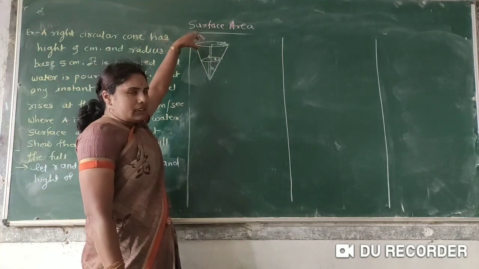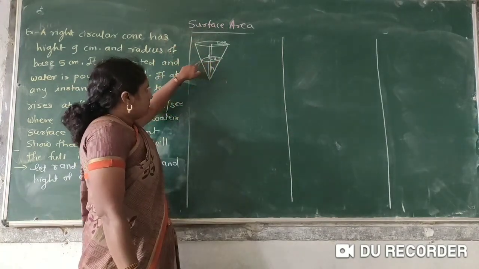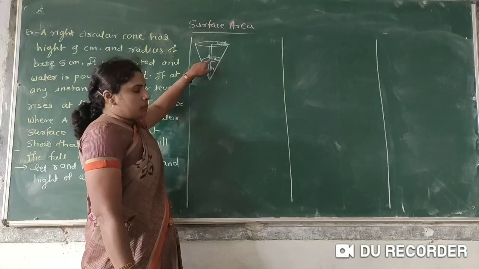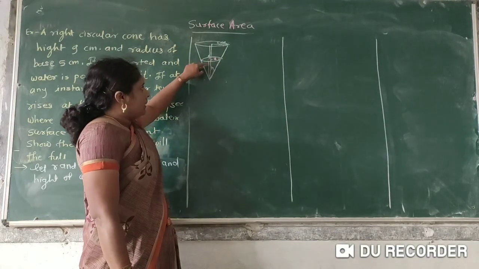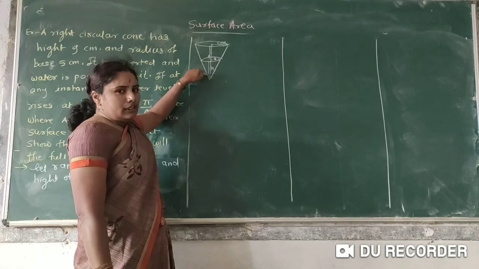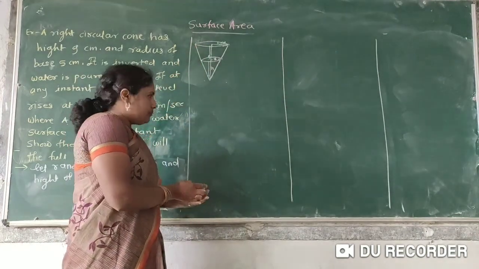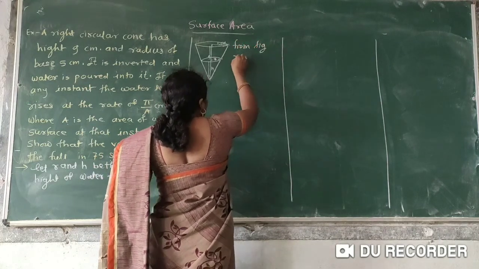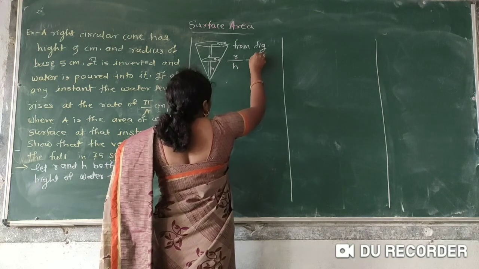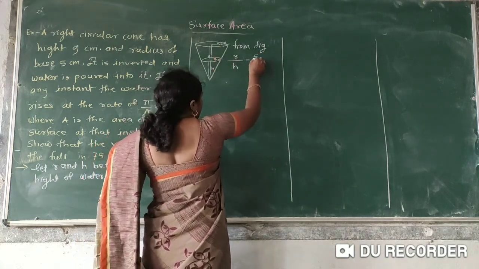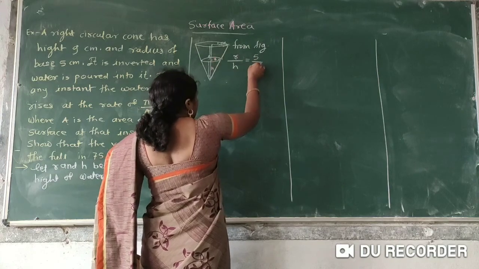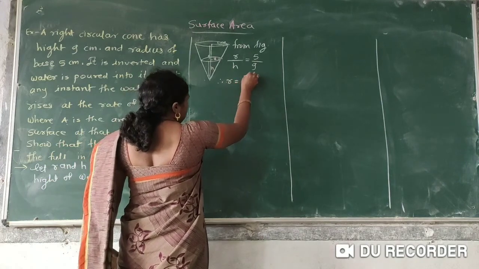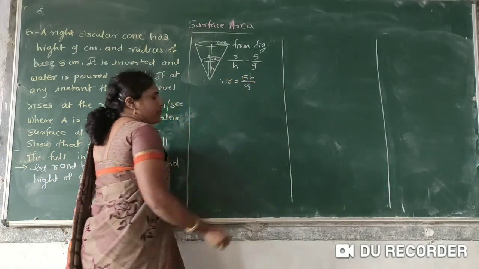If water is poured in this right circular cone, then the radius of the surface of the water level is R and the height of the water level is H. Therefore, from the figure, R upon H is equal to 5 upon 9. This ratio is similar. Therefore, R is equal to 5H upon 9.